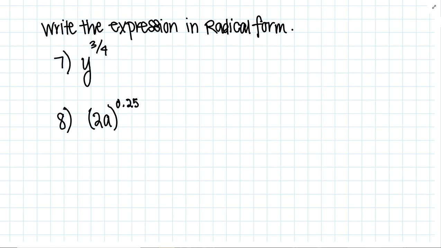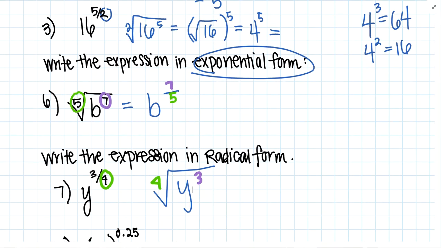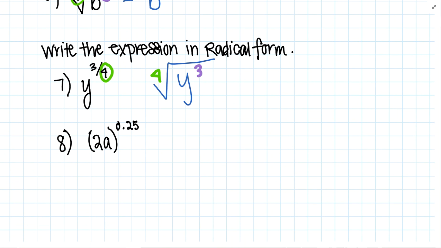Okay, now we're going to go the other way. They want us to write it in radical form. So in radical form, we have that the denominator here is 4. That is your root. So we're doing the 4th root of y to the 3rd power. And like I showed you before, you could alternate where you put the 3. You could put it inside or outside the radical, and it's fine.